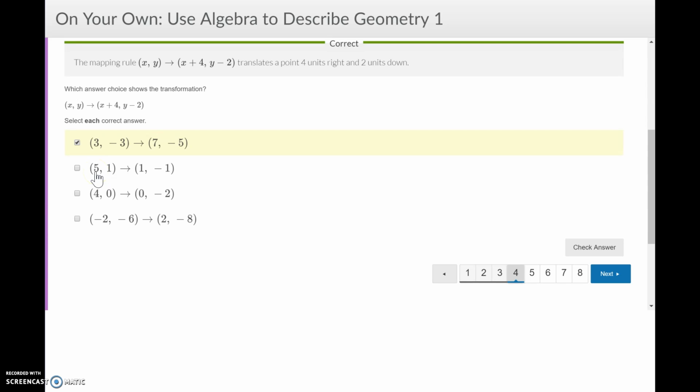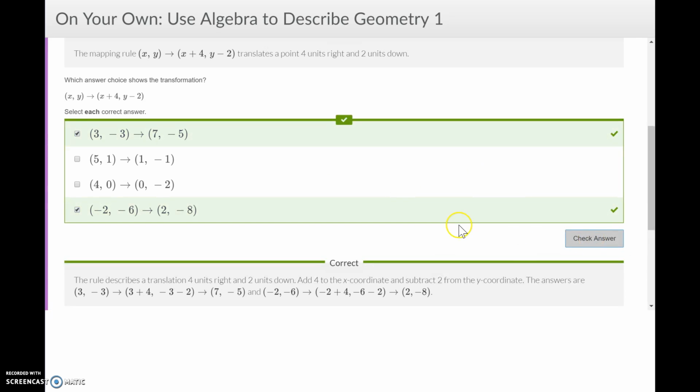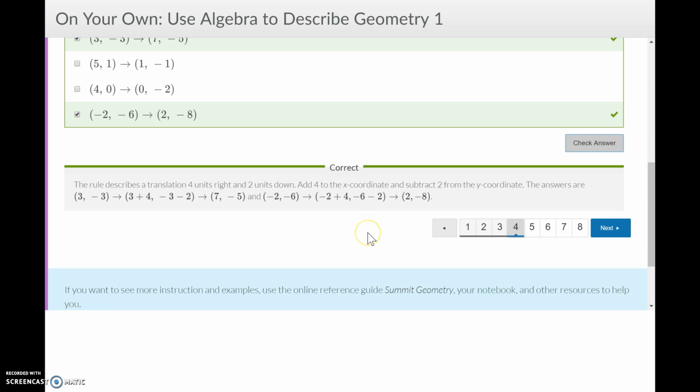All right, 5 plus 4 would be 9, not 1. So it can't be this one. 4 plus 4 would be 8, not 0. But negative 2 plus 4 would be positive 2, so it could be this one. And then negative 6 minus 2 would be negative 8. And that shows you the work.